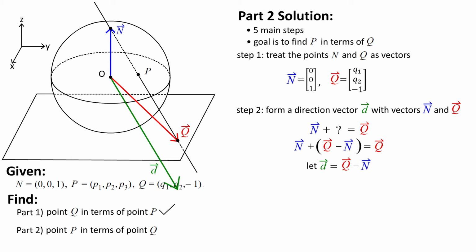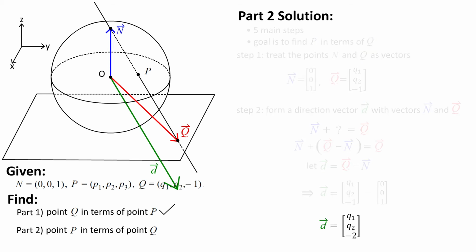Here's what vector d looks like on the diagram. As you can see, it's parallel to the line that we want to form, and its tail is positioned at the origin. As mentioned in part 1, we could have gone the opposite direction with vector d if we had wanted. Now, plugging in vectors q and n, we get vector d equals q1, q2, -1, minus 0, 0, 1. This then reduces to q1, q2, -2.